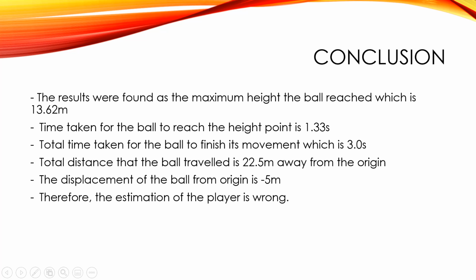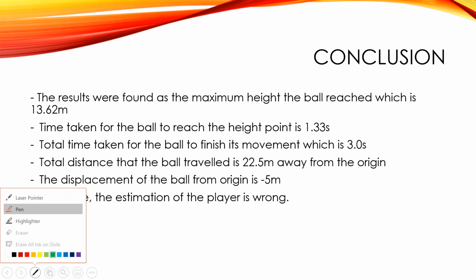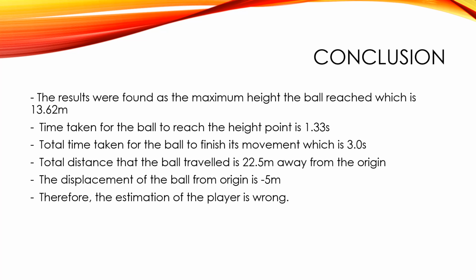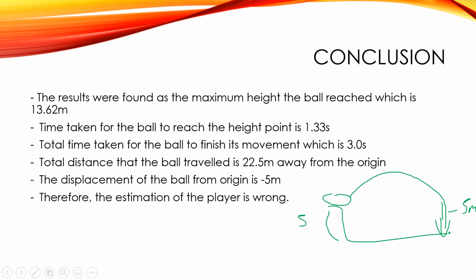And the displacement of the ball from the origin is negative 5 meters, because it was hit from the ground. This 5 meters, but the ball go back to here. So that means negative 5 meters for the displacement. So therefore the estimation of the player was wrong.